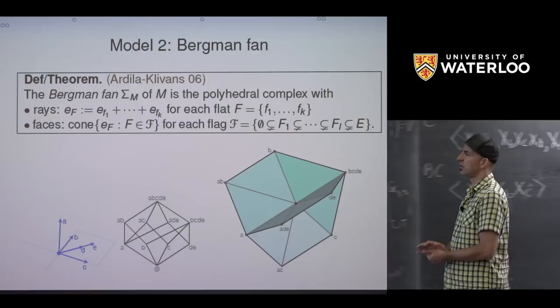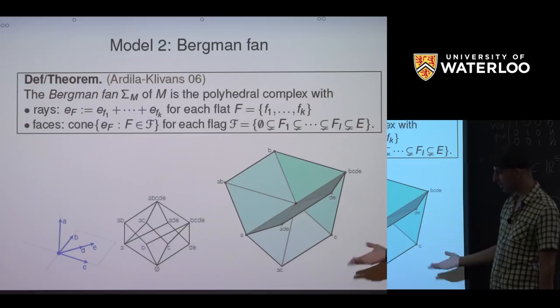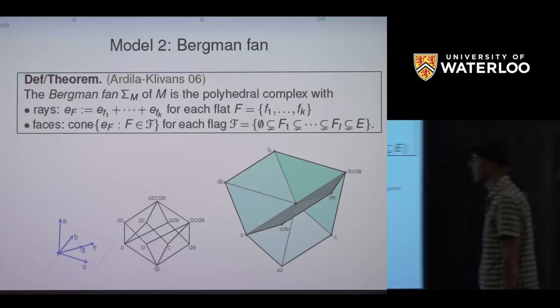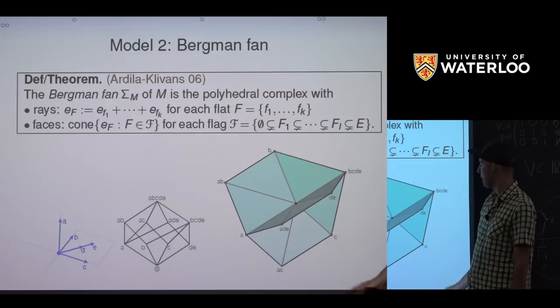Model two, the Bergman fan. This is the Bergman fan of this example that I keep doing, and it's basically the same thing as the lattice of flats. That's a theorem; it's not so clear from the outset. What I'm doing here is that every one of these flats gets a ray. This is the origin, and then you get all these rays, one ray for each flat. And then I fill in a triangle.